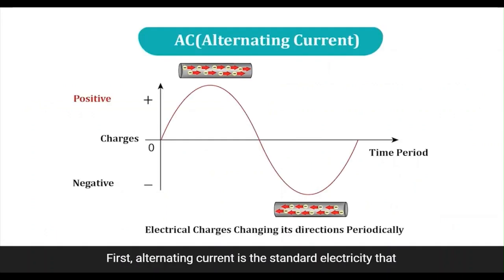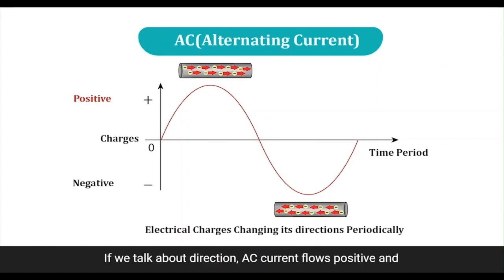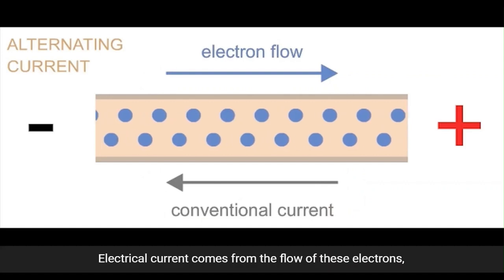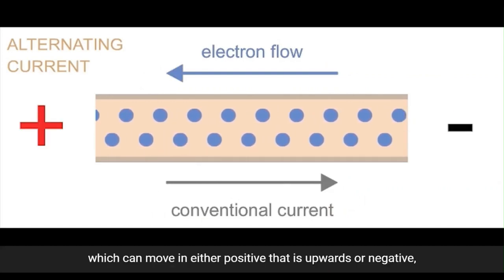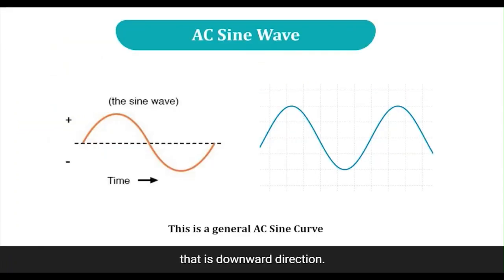Alternating current is the standard electricity that comes out of power outlets and is defined as a flow of charges that exhibits a periodic change in direction. If I talk about direction, AC current flows positive and negative because electrical current comes from the flow of electrons, which can move in either a positive, that is upward, or negative, that is downward direction.